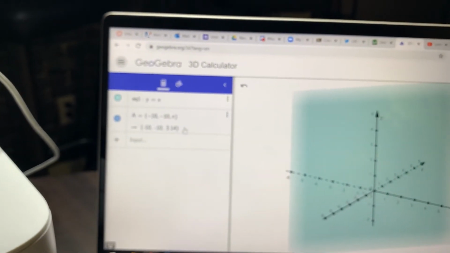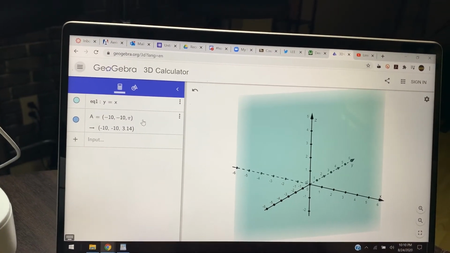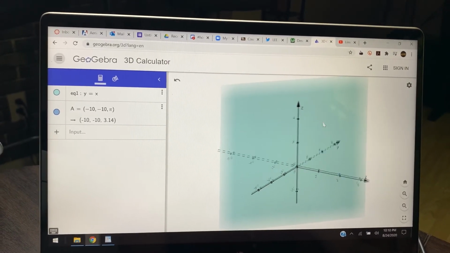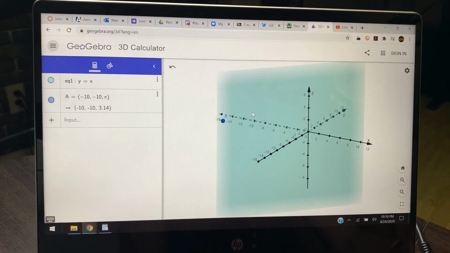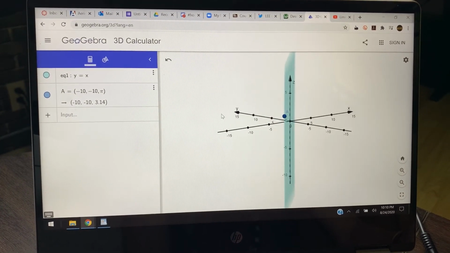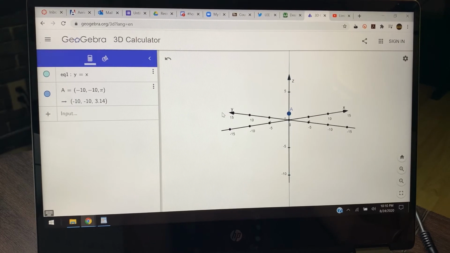Actually, I typed it in right there. Let me focus the camera. So you can see here where the mouse is, -10, -10, pi has been typed in. And I don't see it, but I have to zoom out. And if I zoom out, there it is. That point is actually on that plane, because if I just go like this, you can see that the point is on the plane. Boom, right there. That's a pretty good view.